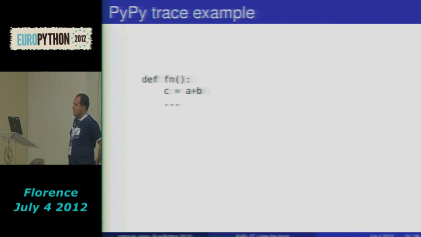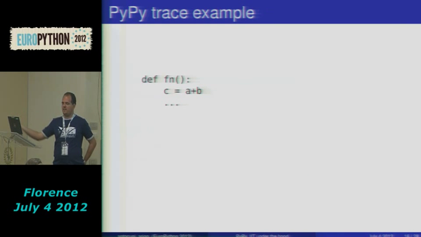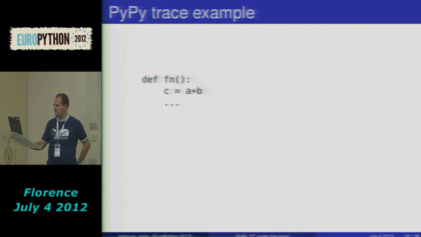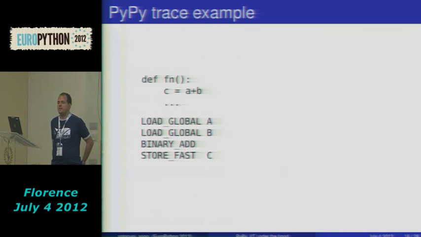How does the PyPy trace look like? For example, we have this very easy Python code. This is high-level Python, the Python you write as a Python user. You have a function, you take two variables, add them, and store the result in a local variable. So the bytecode for this function is this one. We load, well, there is a typo, there should be lowercase, but okay. You load the variable a, which is a global, the variable b, which is also global. You add them and you store it in the variable named c.